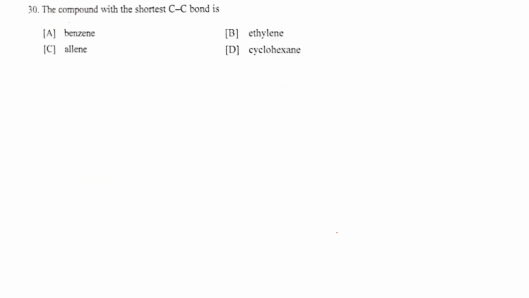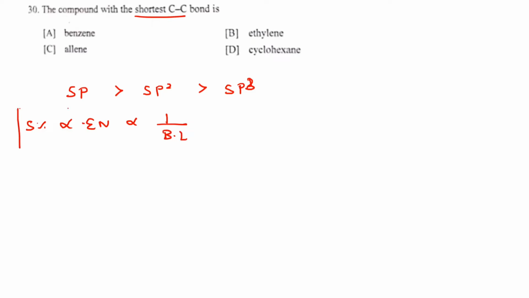And the next question, they are asking what? Shortest carbon-carbon bond length. You know very well, right? In the case of sp carbon, sp2 carbon and sp3 carbon, which has the highest S percentage? S is highest in sp compared to sp2 and sp3. We know when S character increases, electronegativity increases, and bond length decreases. This is a formula, right? When S character increases, electronegativity increases.